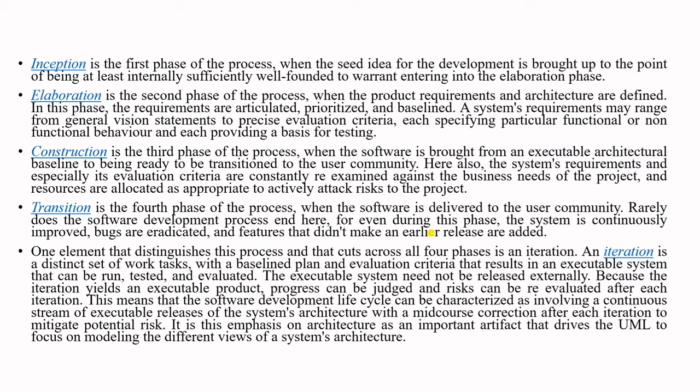This means that the software development lifecycle can be categorized as involving a continuous stream of executable releases of the system's architecture with a mid-course correction after each iteration to mitigate potential risk. It is this emphasis on architecture as an important artifact that drives the UML to focus on modeling the different views of a system's architecture.